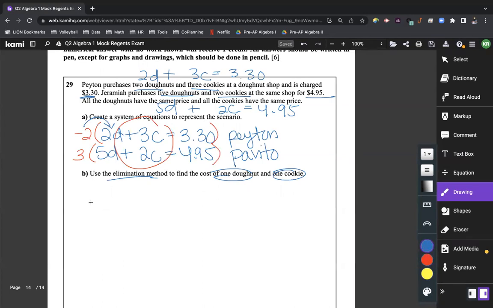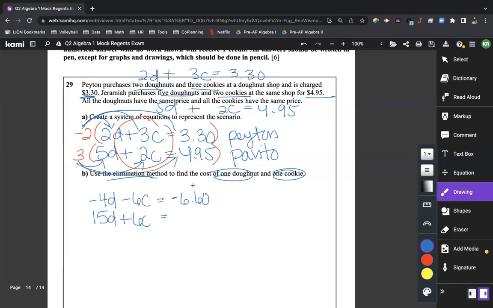-2 times 2D is -4D. -2 times 3C is -6C. -2 times 330, I do believe that's 660, but let me just confirm. Yes, equals -660. Now, the next one. 3 times 5D, that's 15D. 3 times 2, +6C. You already got your magic happening here.